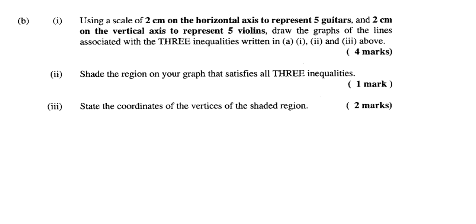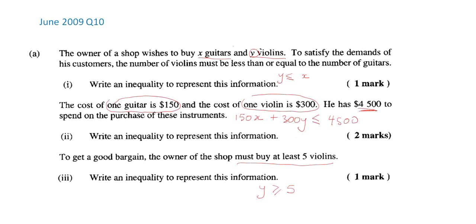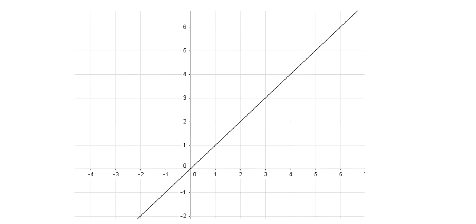They said using a scale of 2 centimeters on the horizontal axis to represent 5 guitars and 2 centimeters on the vertical axis to represent 5 violins, draw the graphs of the lines associated with the 3 inequalities. The first inequality is y is less than or equal to x, so we need to plot the line y equals x.